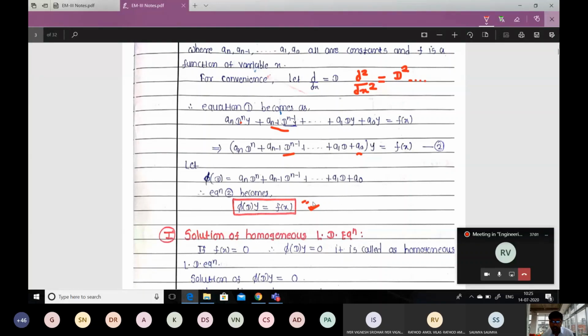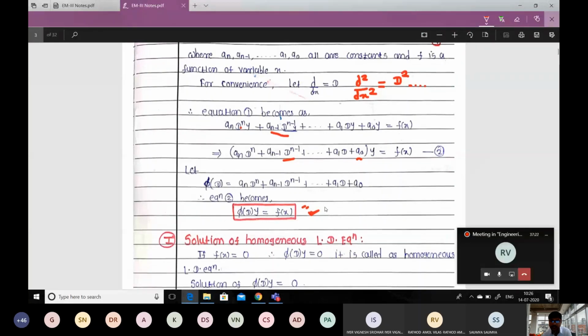Okay, so this is a very simple notation. Henceforth, we are going to use this notation, phi of D y is equal to f of x. Whenever it occurs, you have to consider that phi of D is nothing but the differential operator, the combination of operators, a_n D to the power n plus a_(n-1) D to the power (n-1), and so on. Okay, do you understand up to this? We just got a very short notation of a linear differential equation with constant coefficients.